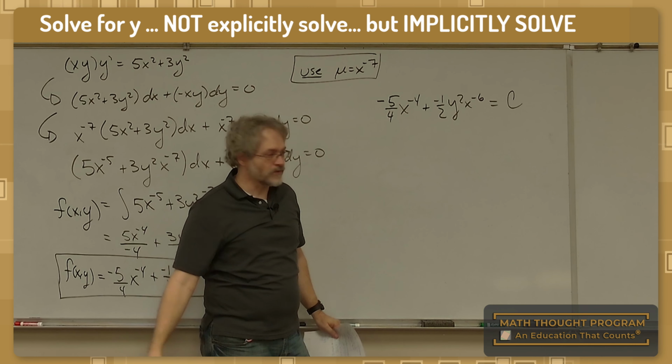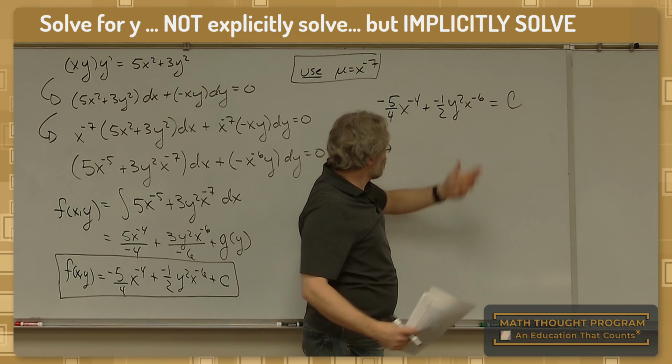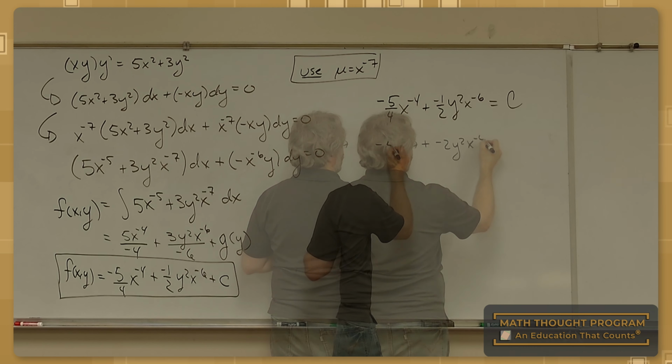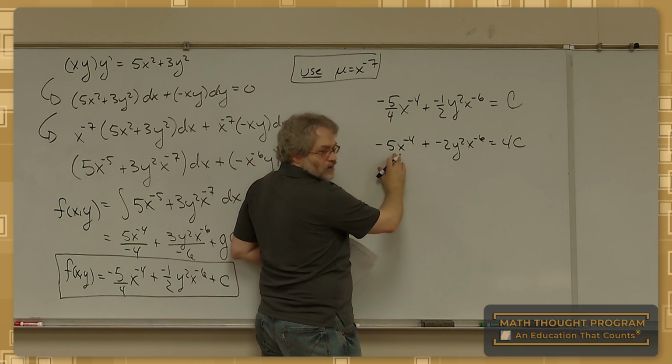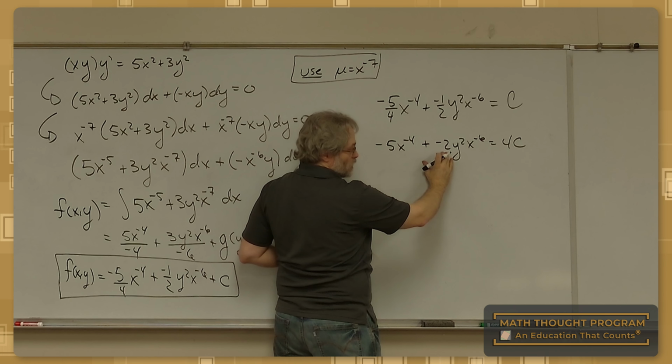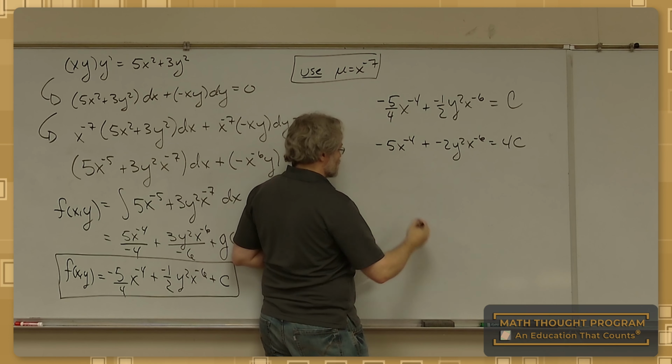Okay, let's solve it implicitly now in terms of y. So we can multiply everything by 4, clean it up. I'm going to say 4c. And I'll just go ahead and clear this up as well. Let's multiply everything by x to the 6.